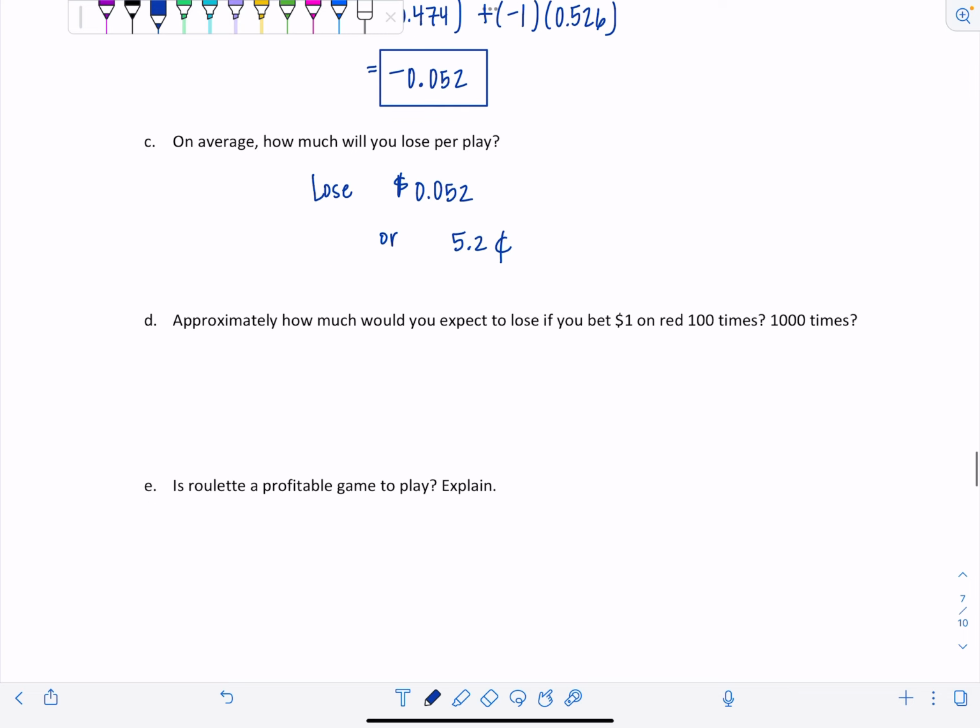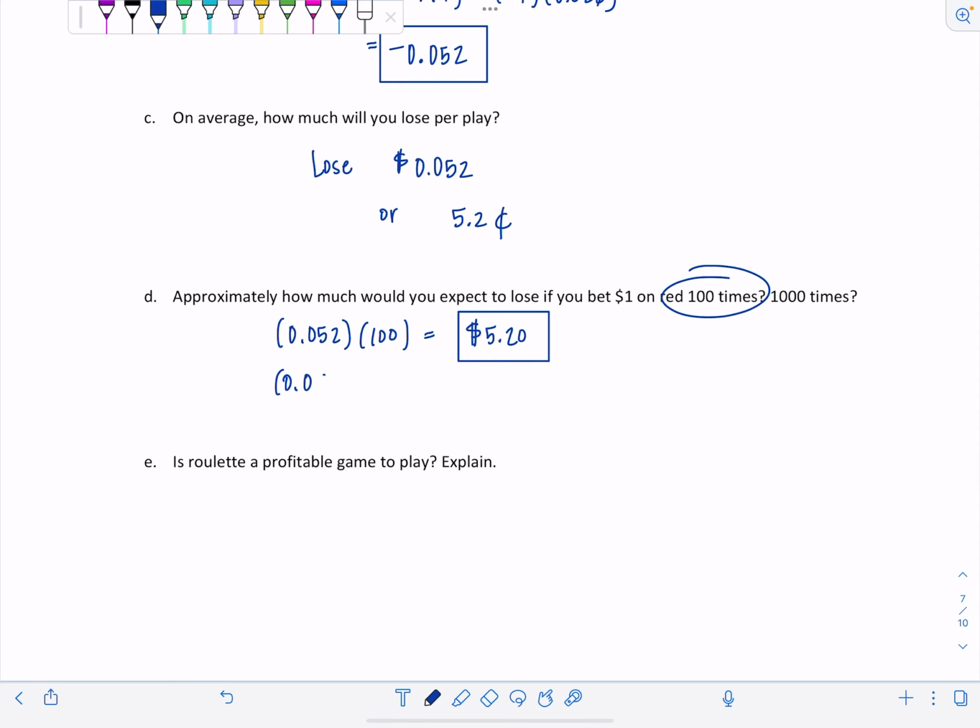Approximately how much would you expect to lose if you bet $1 on red 100 times? Well, if you're losing 0.052 every single time, then if you play 100 times, you're just going to multiply that by 100. So you would be losing $5.20. If you played 1,000 times, same thing, you would lose $0.052 times 1,000. So you would lose $52 if you played 1,000 times on average. That's how much you should expect to lose.